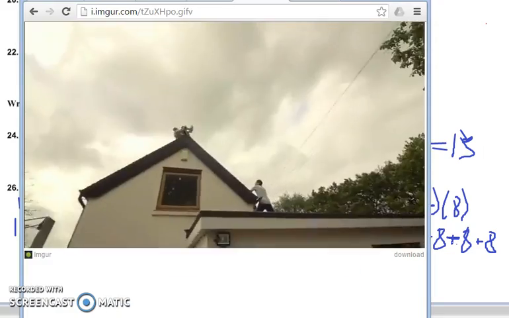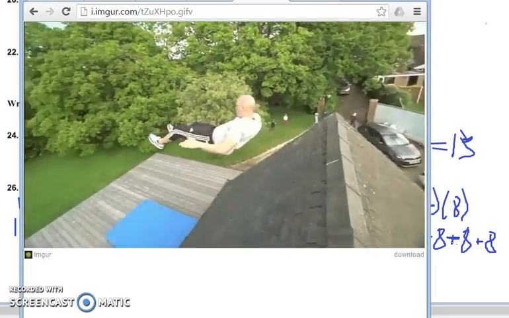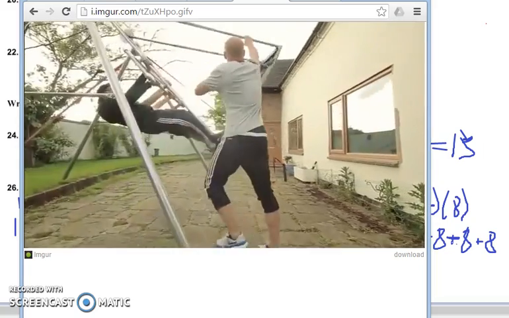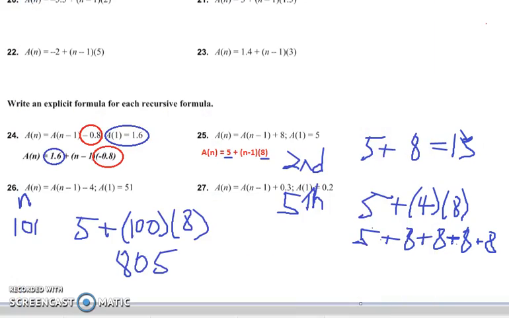Alright, here's the guy jumping over the house again. That's cool. Alright, good luck, y'all.